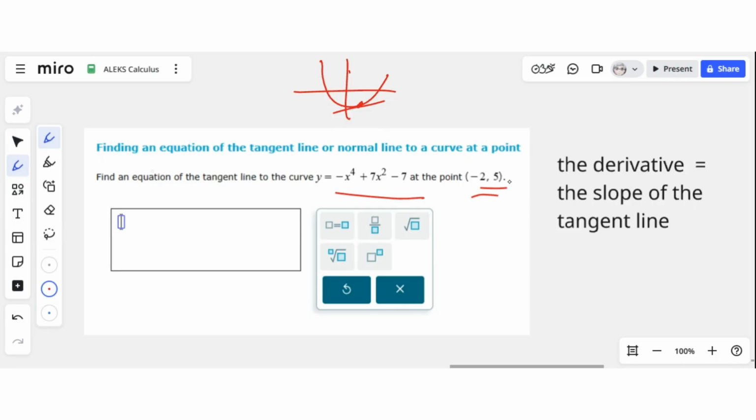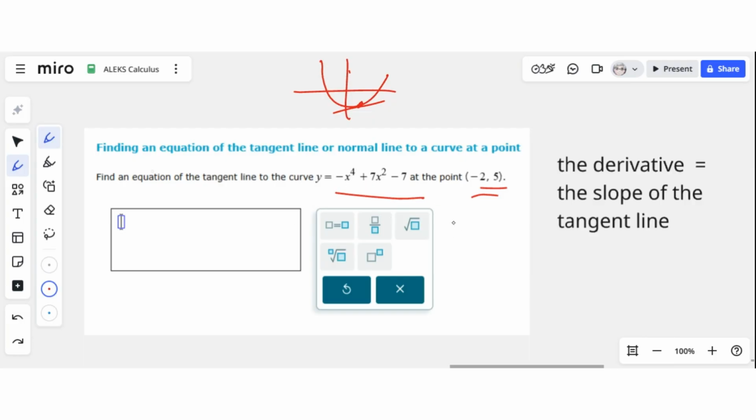So we've got a point. If we have the slope, we can write an equation of that line. So what we really need to do here is take the derivative of this function, evaluate it at x equals -2 to get the slope, and then write our equation for the line using that information and maybe the point slope form or something like that. So let's start on this one.